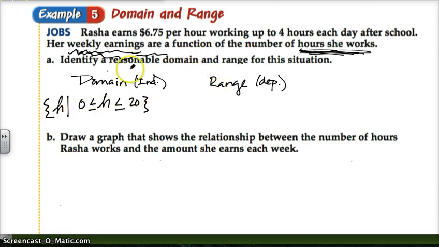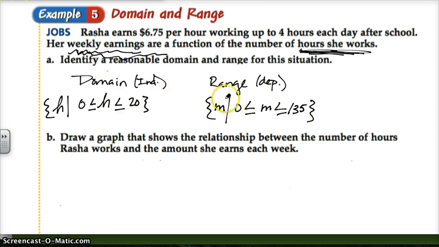The range is going to be the amount of money she could make depending on this particular situation. I'm going to use M as money because that's the variable we're talking about. I should probably use E for earnings, but whatever. She can make as little as nothing, or up to $135 altogether, right?